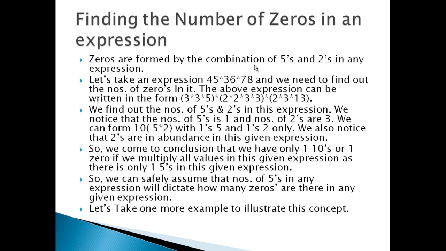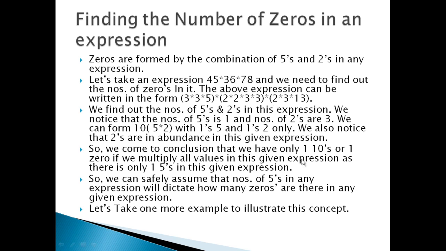Let's illustrate this with some example so that you are able to better understand it. So let's take an expression 45 times 36 times 78, and we need to find out the number of zeros in it. The above expression can be written in the form of 3 times 3 times 5, which multiplies to 45. Similarly, 36 can be written as 2 times 2 times 3 times 3, and 78 can be broken down into 2 times 3 times 13.